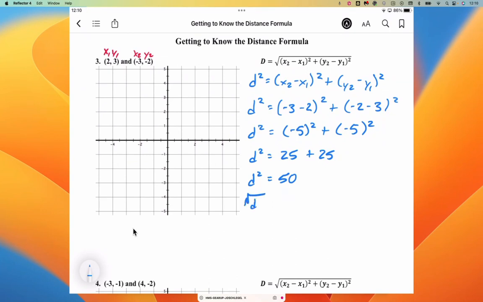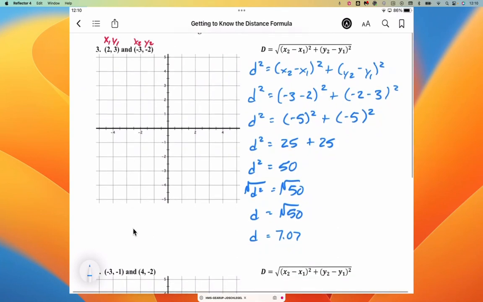Square root of both sides. D is equal to the square root of 50. And that gives us 7.07. Okay, moving on to the next one.